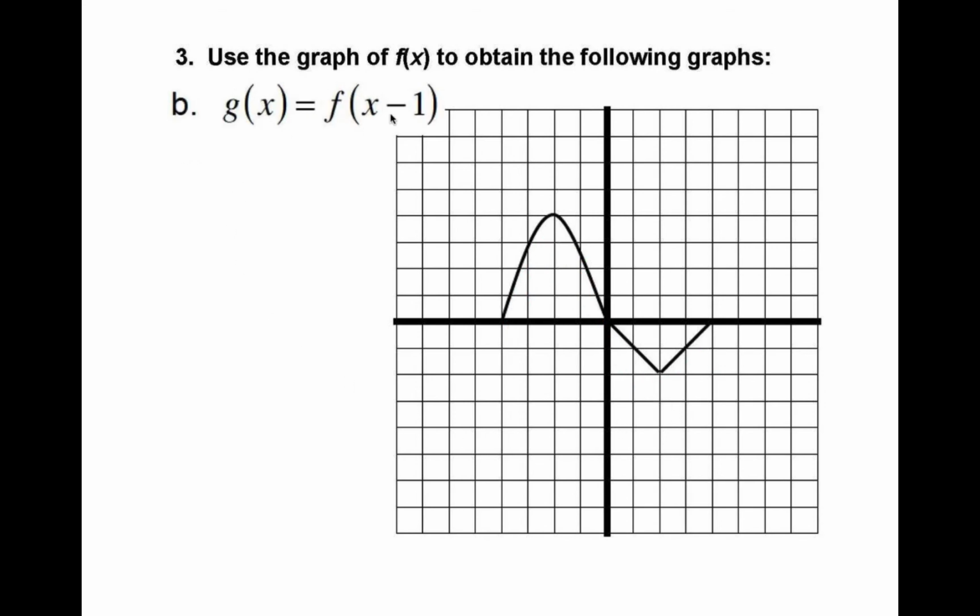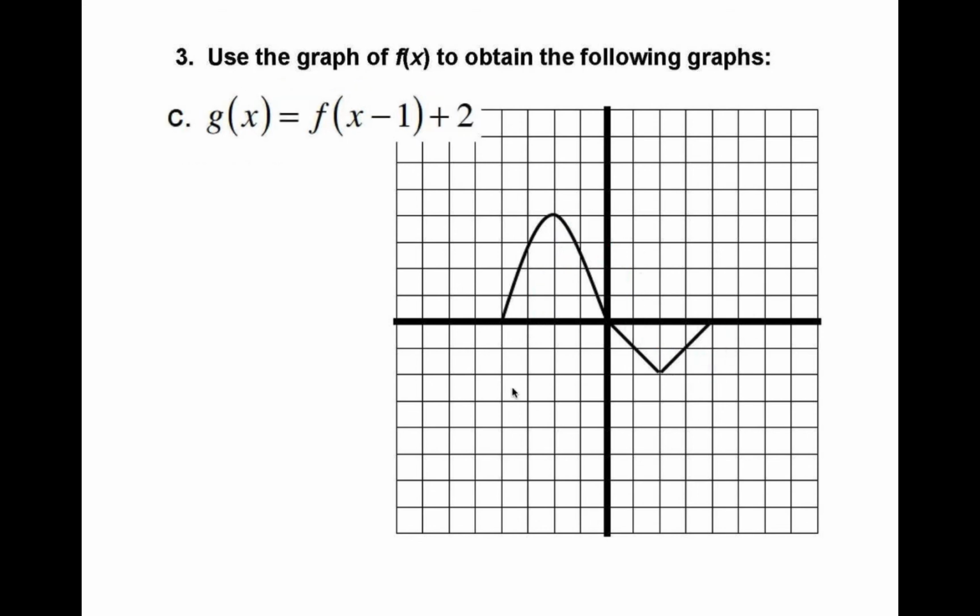For part B, notice the x minus 1 is now inside the parentheses. That means this is going to be opposite. So it's going to be right 1. And then there's no number on the end, so there's not going to be an up or down. So starting on the point here, I'm just going to go right 1, right 1, right 1, right 1, and right 1, creating the U and the V.